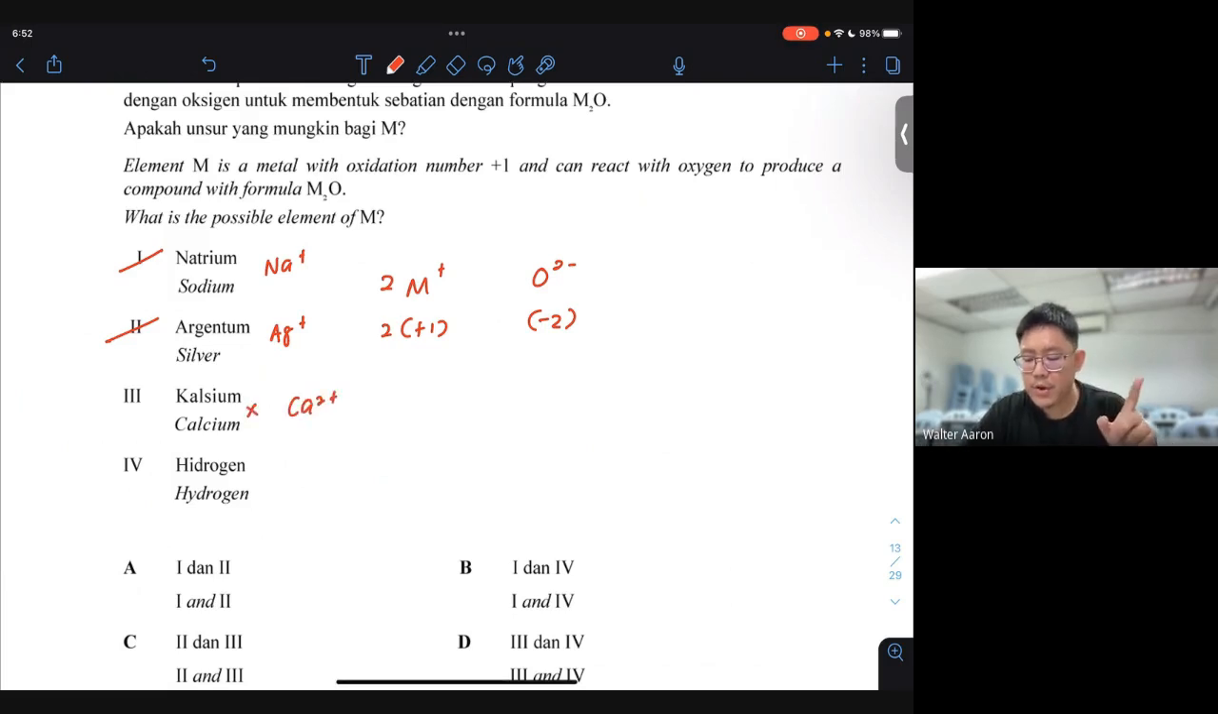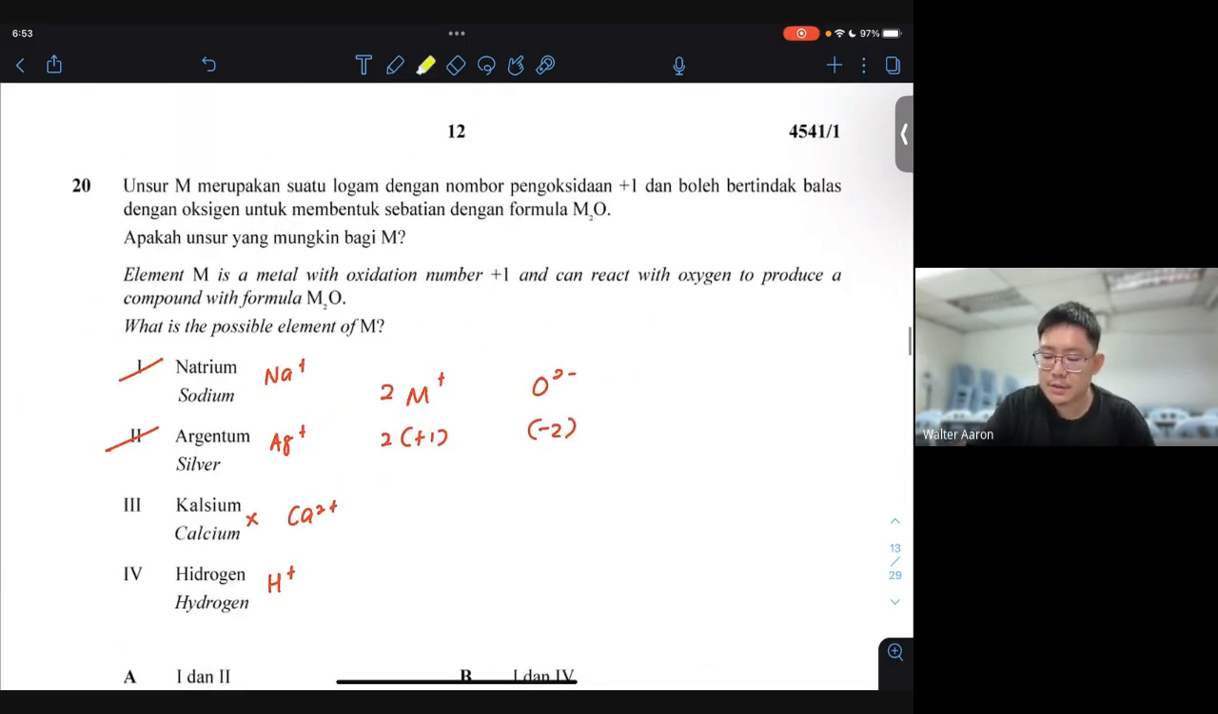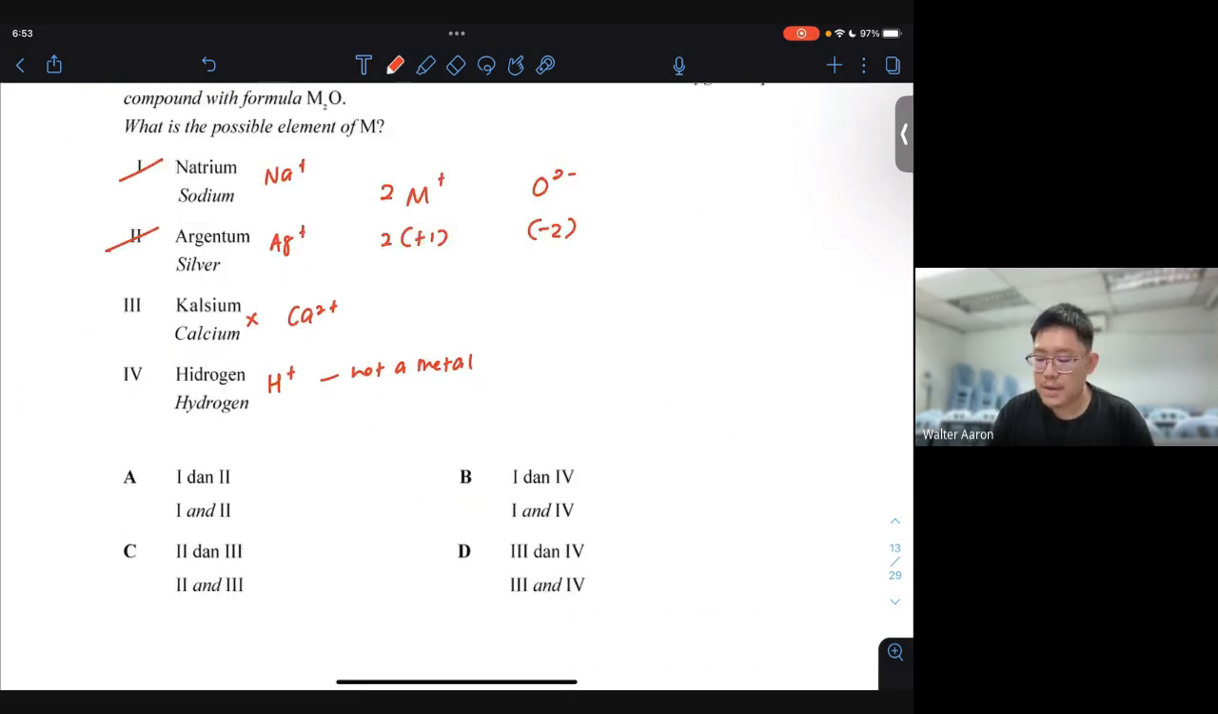Now some of you might be wondering, what about hydrogen then? Hydrogen is also H+, it's also a +1 charge. But why can't it be the answer for this example? The answer is because they're saying that it is a metal. We know that hydrogen is technically not a metal. So if it's not a metal, then it cannot be part of this answer. Therefore, the best answer here will be A, 1 and 2.